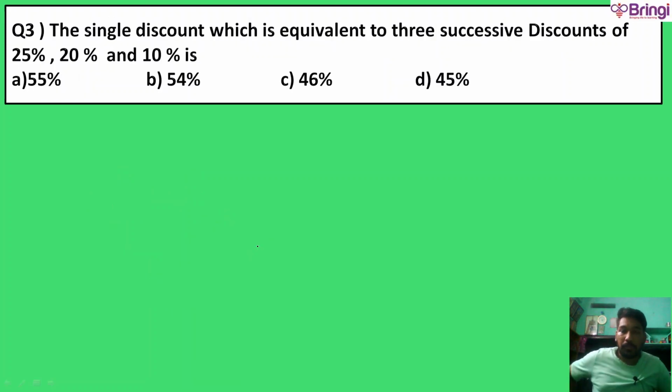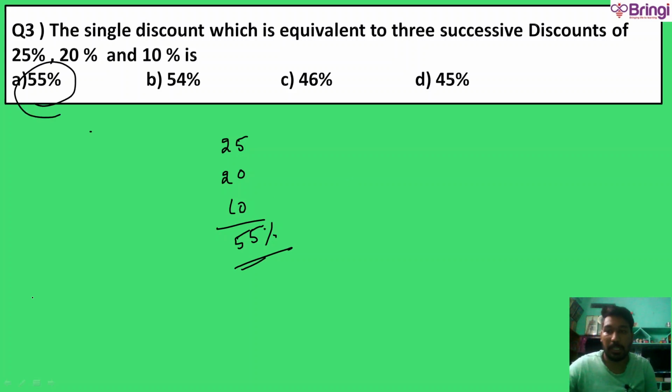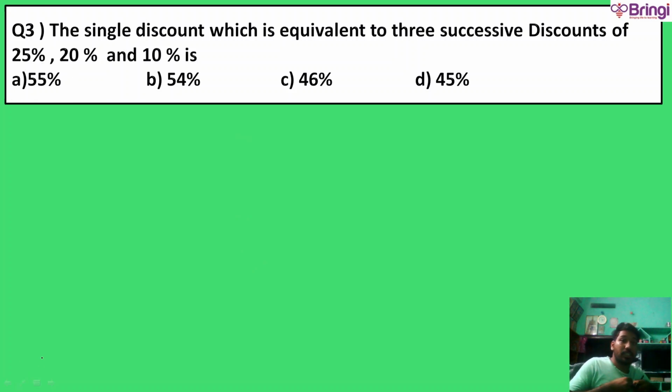Moving on to the next question. The single discount which is equivalent to 3 successive discounts of 25%, 10% and 20%. Some of the students will make one blunder mistake: first of all they will write 25, then add 20, then add 10, add all of them, and get 55%. Some students will mark it as option A, and this is an absolutely wrong answer. Successive discounts is not about adding all discounts. Successive discounts is about discount on discount and discount on discount.